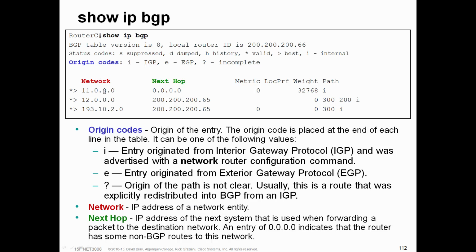Then of course the columns here are the network, which is the network path we were discussing, and then the next hop. The next hop is the IP address of the next router that is targeted when we want to forward this packet out of our AS. An entry of quad 0 indicates that the router has some non-BGP routes to this network. In other words, we are in the same AS as this network. We're not leaving our AS.